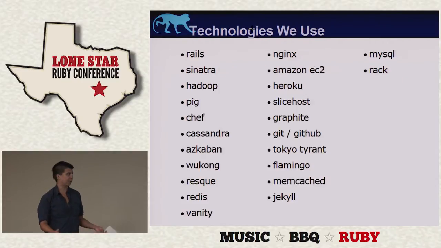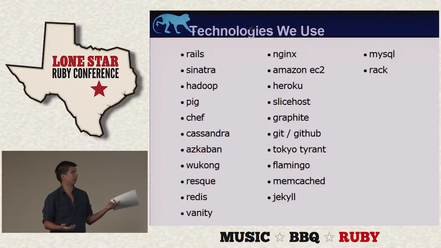So to give you an idea of what kind of shop we are, these are some of the technologies we use. And you'll notice a lot of them are very Ruby-based. We use Rails and MySQL for InfoChimps.org and all these other things for all our other stuff. Sinatra, we've got a few small apps. A lot of the stuff on here that you probably don't recognize, Hadoop, Pig, Chef, Cassandra, Flamingo, Tokyo Tyrant, Wukong. These are for big data compute. We use Amazon EC2 for our API. It's completely scalable. Rack is the front end for that.